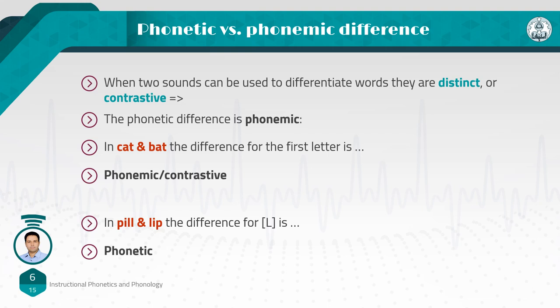Why? Because the tongue has a different position or shape. We have a different L. However, this difference is not contrastive, not phonemic. It is only phonetic because it is not used in English to differentiate words. If you say, for example, lip and lip, it is not important because I can understand that you mean lip. So it is only phonetic, not phonemic.